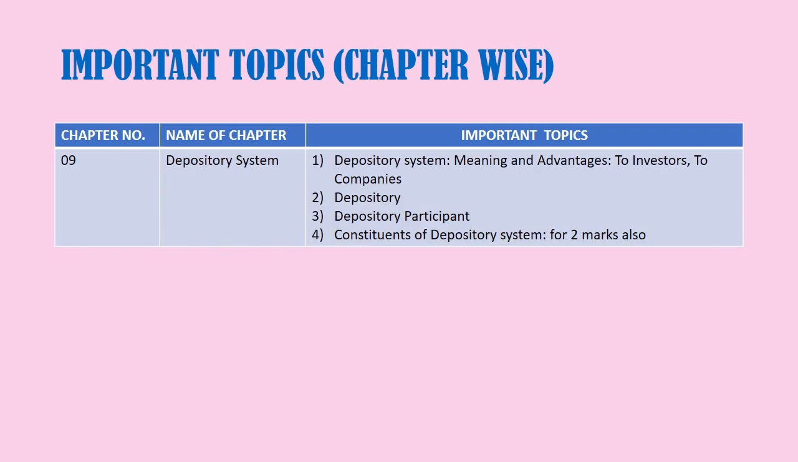Then the next is the 9th chapter, depository system. In this, important topics are depository system, meaning and advantages to investors and to companies. Now this can be asked separately for 4 marks. Together it may not be asked. Then we have the depository, again for 4 marks, depository participant for 4 marks, and constituents of depository system, which is asked for 2 marks. If there is a question on the constituents of depository system for 8 marks, please be ready for that also.